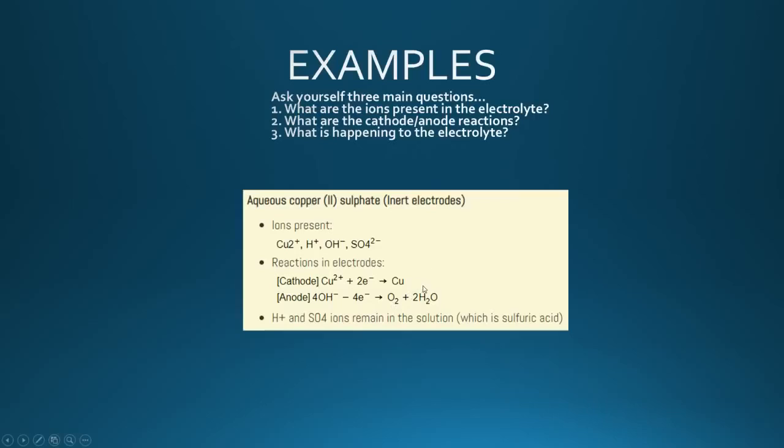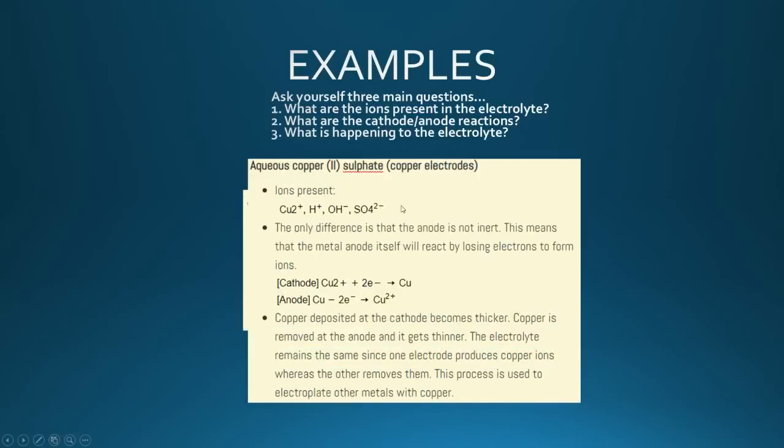So the hydrogen ions and the sulfate ions will remain in the solution, which is basically sulfuric acid. Now, what if these weren't inert electrodes? What if they were actually copper electrodes? We talked about this briefly before, but in this situation, the copper electrodes will actually react at the anode instead. So the ions present are exactly the same. The only difference is that the anode is not inert.